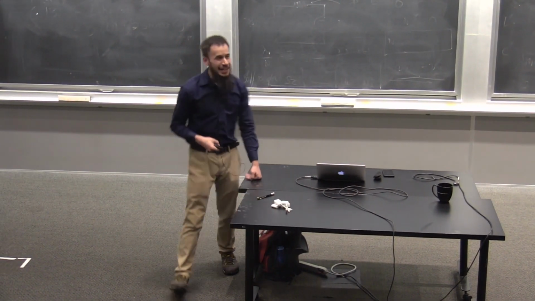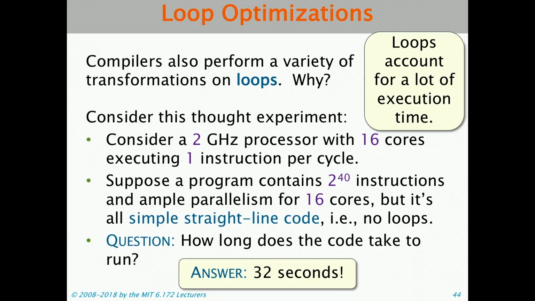Yeah, so if you have just a bunch of simple straight line code and you have a terabyte of it, you know, that's a lot of code. That is a big binary. And yet, this relatively simple processor can execute the whole thing in just about 30 seconds.